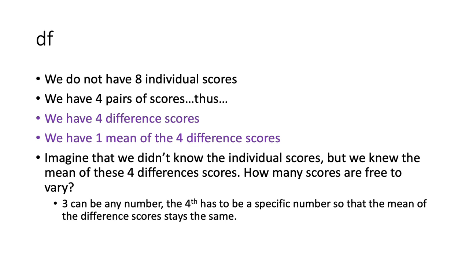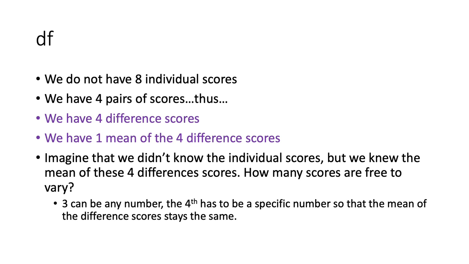Degrees of freedom, you got to remember, we do not have 8 individual scores. We have 4 pairs of scores. Thus, we have 4 different scores. We have 1 mean of the 4 different scores. And so instead of 2 means, we have 1 mean. Instead of 8 scores, we have 4 scores.